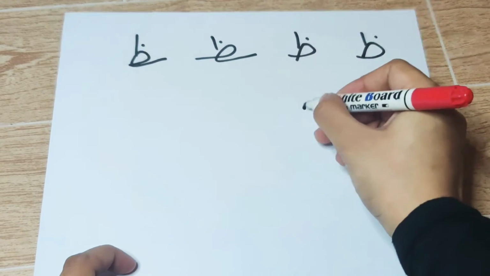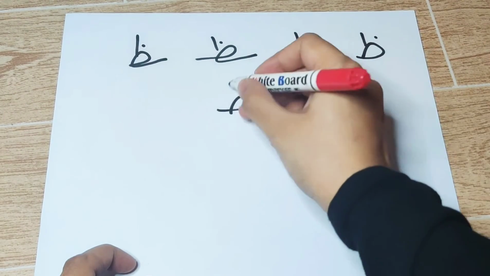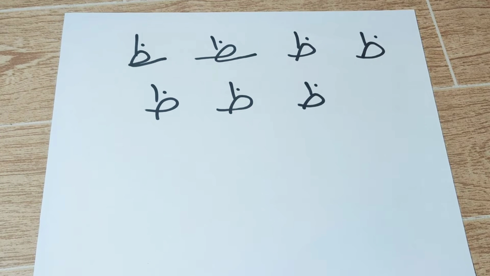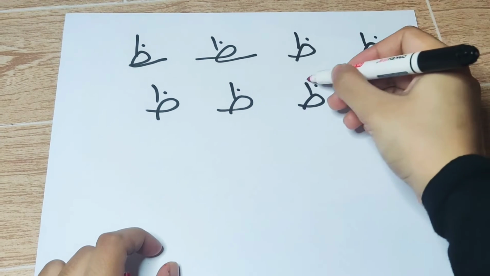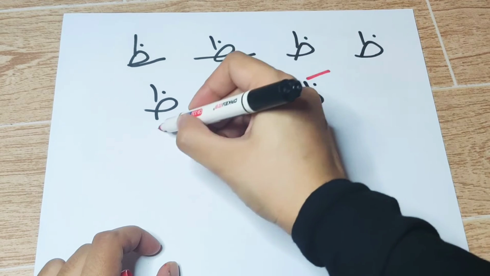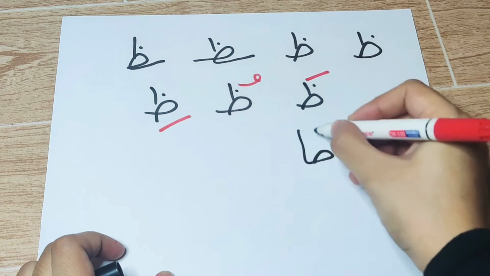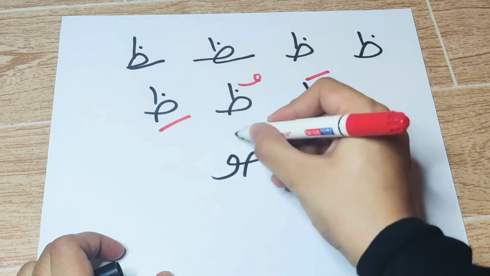We put connecting lines to connect it to connectable letters. If you don't know what I'm talking about, please refer to the previous videos. So this is how we read it. Fatha, dhamma, kasra, short vowels. If you don't know what I'm talking about, please refer to previous videos. These are short vowels and they're called fatha, dhamma, kasra.